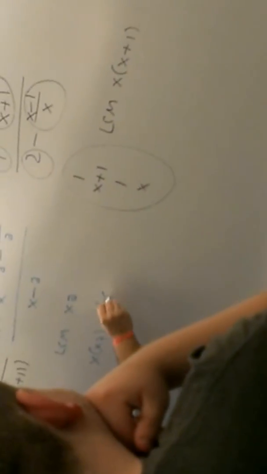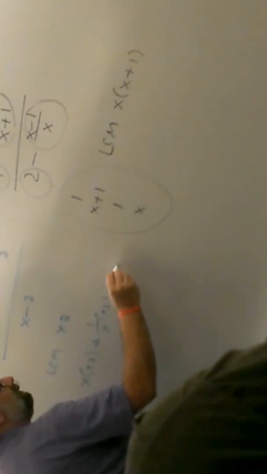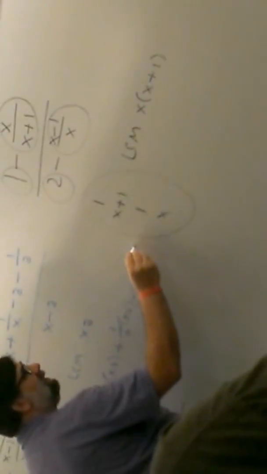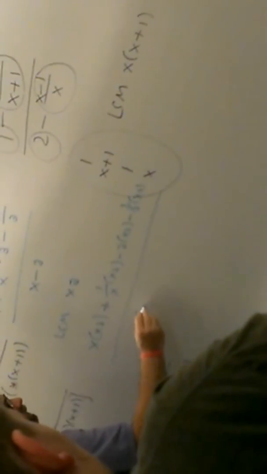Write out the LCF and multiply each term by it. So x times xa, 1 over x times xa, a times xa, and 1 over a times xa. It's all divided by x times xa minus a times xa.